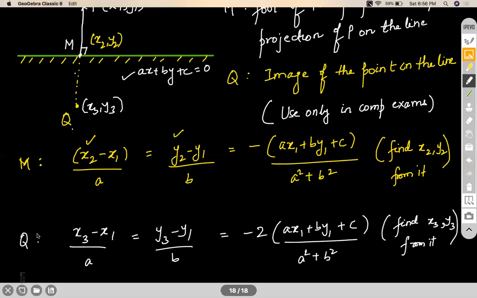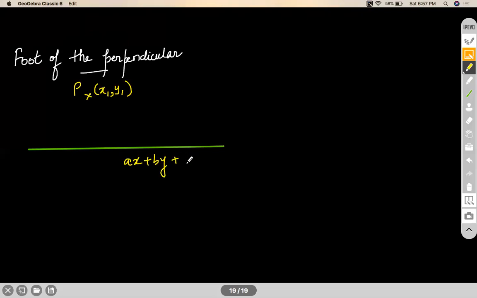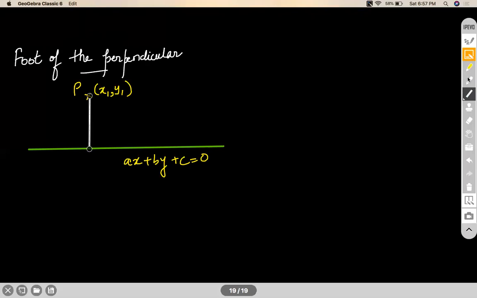Okay. So let us derive the formula. First we'll derive the foot of the perpendicular. Let me redraw the figure once again. This is my point P, which is x1, y1, and this line is ax plus by plus c equal to 0. The foot of the perpendicular is when you drop a perpendicular on this line. This is your foot of the perpendicular. Let me call it x2, y2.